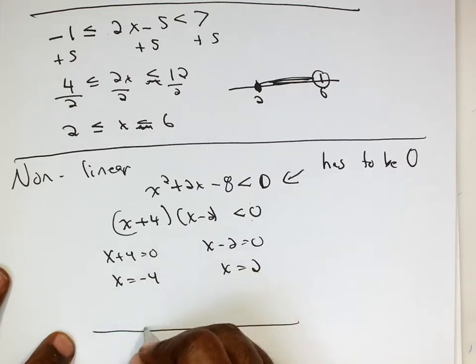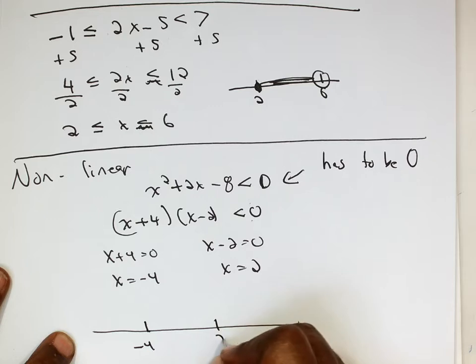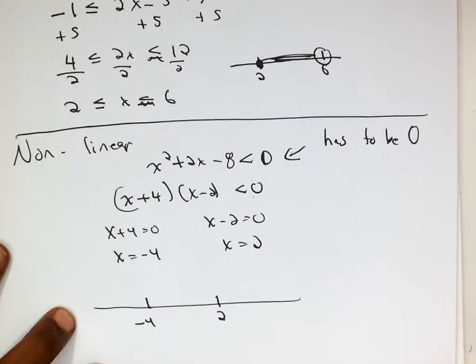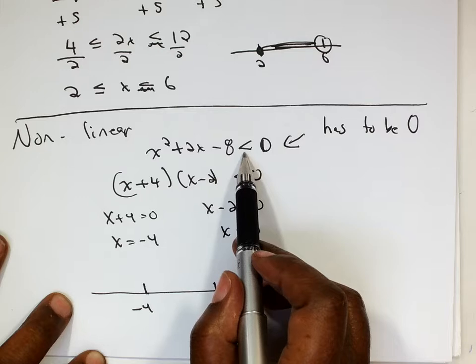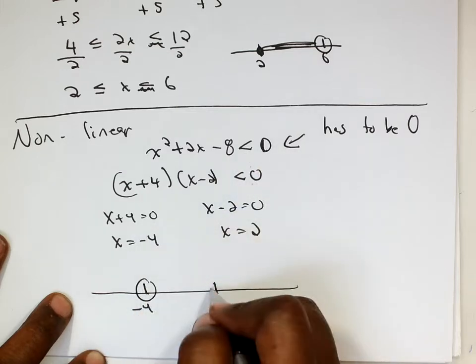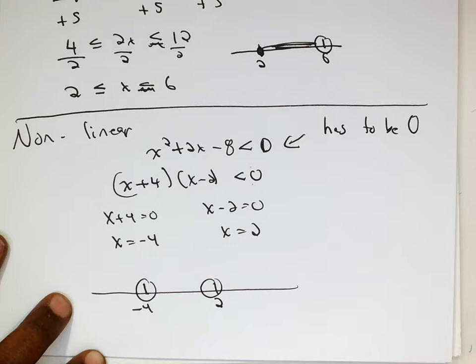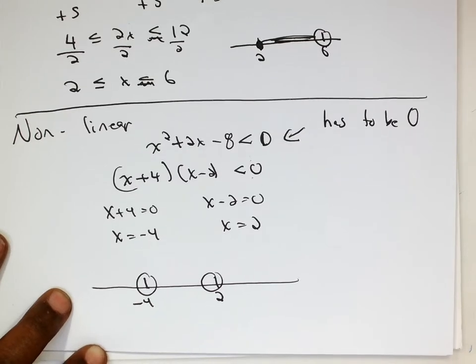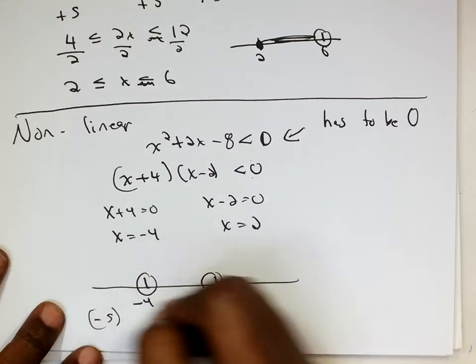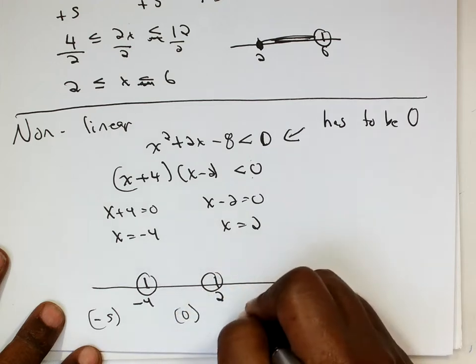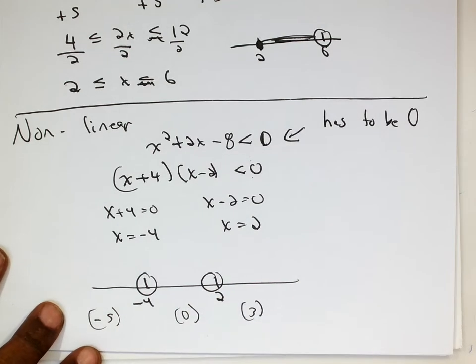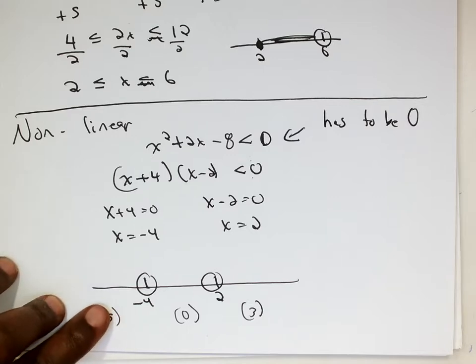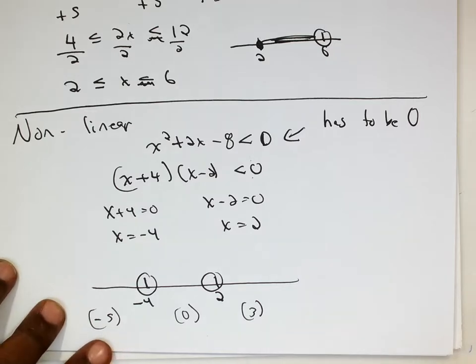I'm going to go to my number line and put negative 4 and 2. Now, because it's less than 0, it can't equal 0, so I have to put open circles at negative 4 and 2, because those aren't included. And then I want to know when this thing is negative. So I'm just going to pick test points inside the intervals to see where I get negative and positive. And I want to pick as simple numbers as I can. So I'm going to pick negative 5 for the interval that's less than negative 4, 0 in between negative 4 and 2, and then 3, just something bigger than 2.